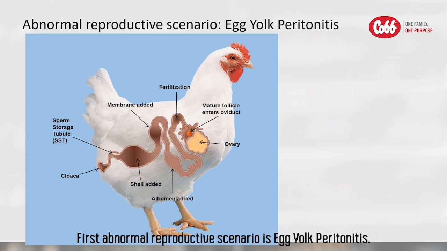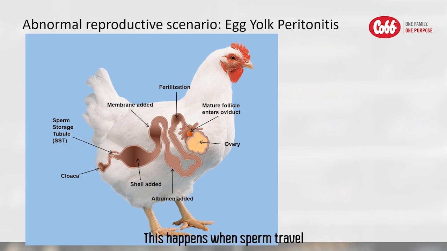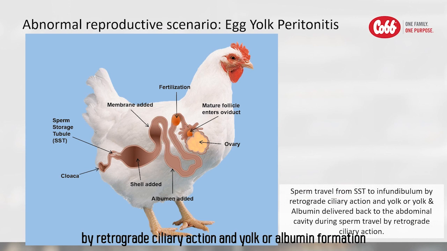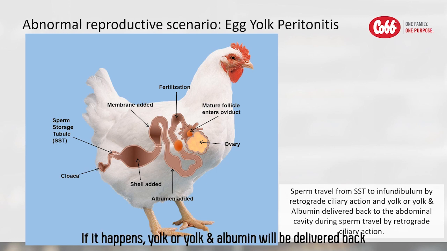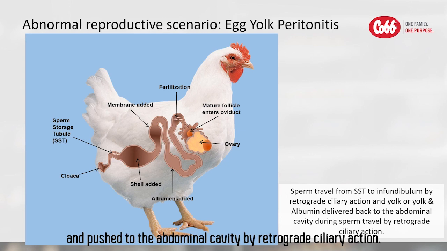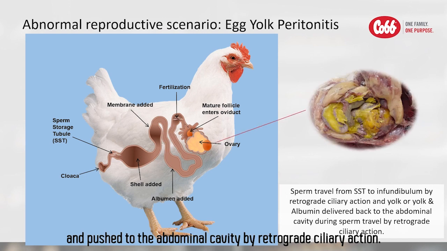The first abnormal reproductive scenario is egg yolk peritonitis. This happens when sperm travel from the sperm-host tubule to the infundibulum by retrograde ciliary action, and yolk or albumin formation happens at the same time. If it happens, yolk or yolk and albumin will be delivered back and pushed into the abdominal cavity by retrograde ciliary action.